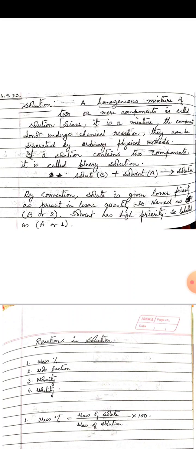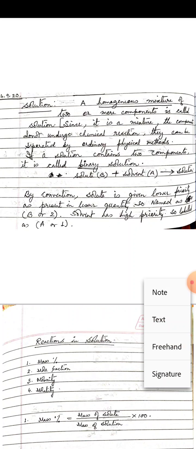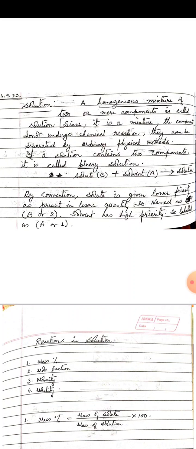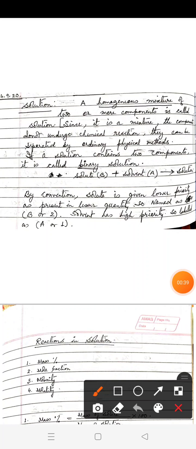So let us first define what is solution. There are a few things which you have to remember in defining solution. The first thing is the solution should be a homogeneous mixture of two or more components, minimum two, it may be more. So a homogeneous mixture of two or more components is called solution.